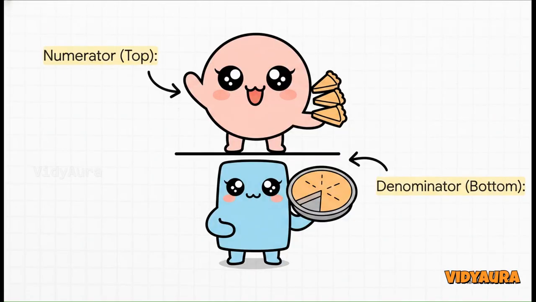Now, every fraction has two key players. The number on top is called the numerator. That's easy, it just tells us how many parts we have. The number on the bottom is the denominator, and this one is super important. It tells us how many equal parts the whole thing was cut into. That word equal is key.